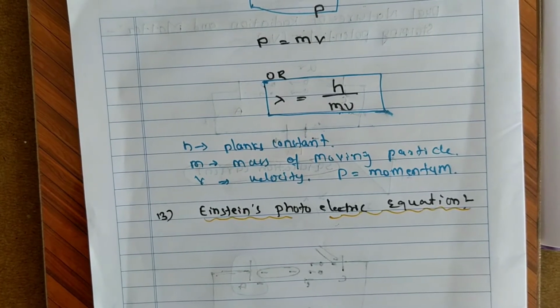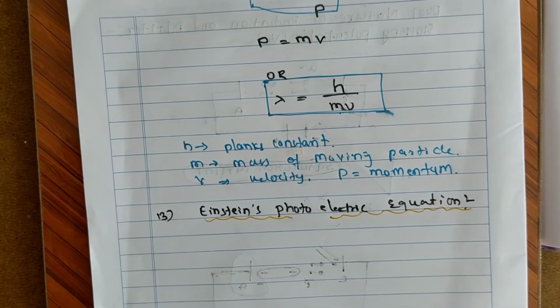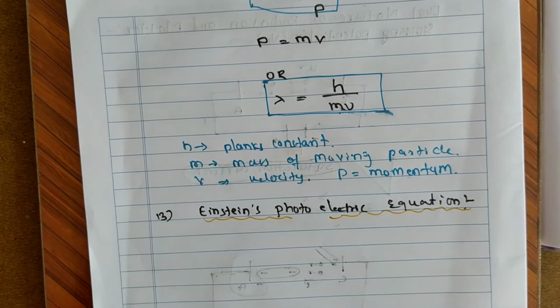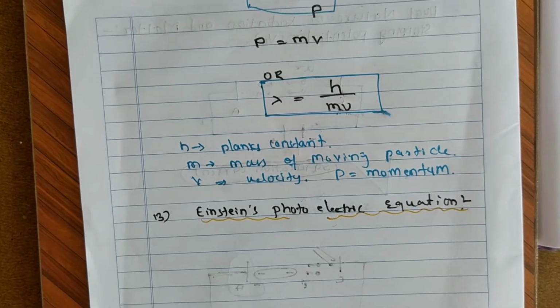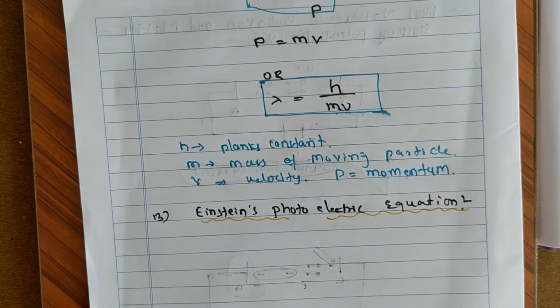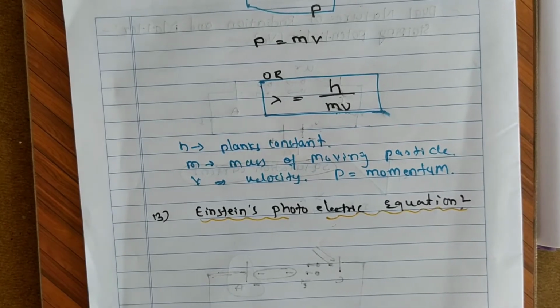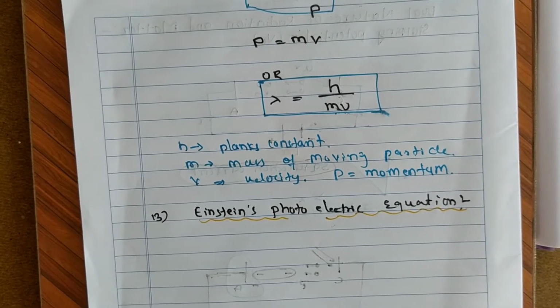In this equation the total energy is divided into 2 parts. The first part is considered as work function and the second part as kinetic energy.